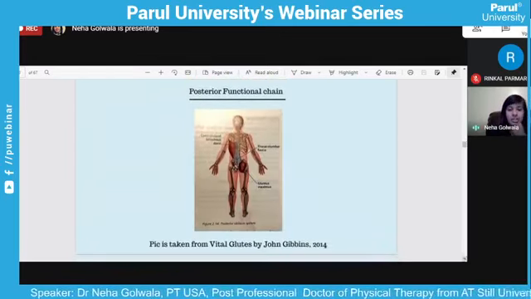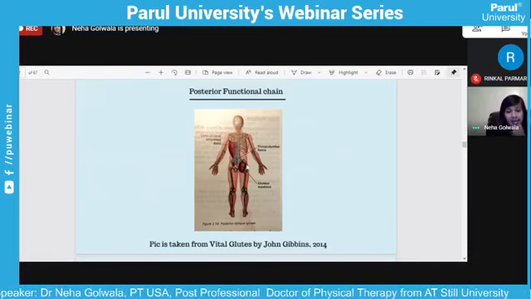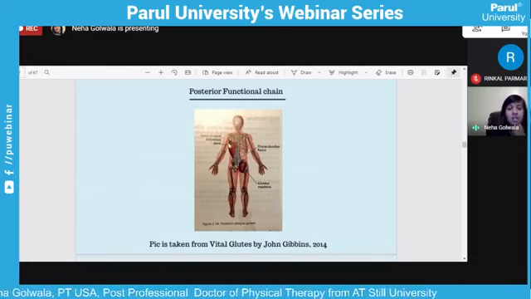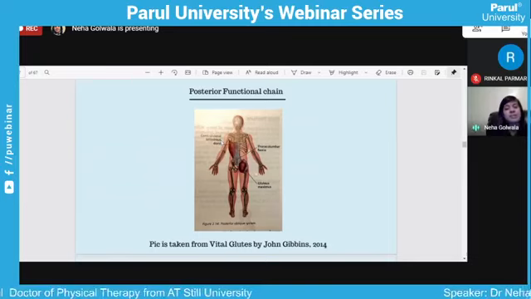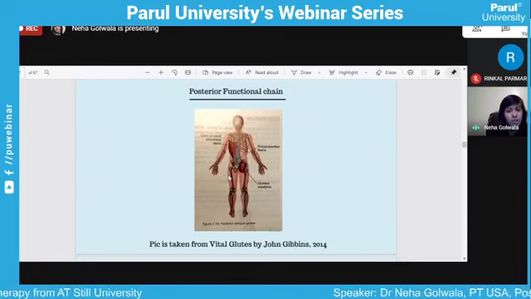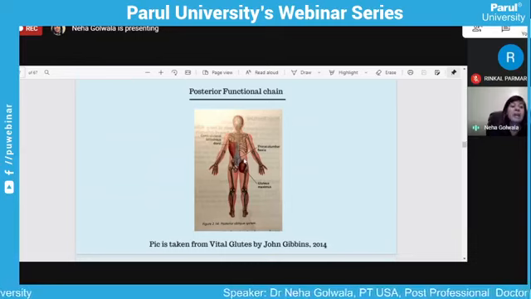Now, posterior functional chain. It is made up of gluteus maximus, and it is connected through the thoracolumbar fascia to the latissimus dorsi. It's so important to have latissimus dorsi length and strength for the glute to work, and the same rule applies: the glute strength is equally important for the latissimus. So now we can imagine why shoulder pain is associated with hip issues, or if someone is having shoulder issues, they can have hip weakness, or they can have pelvic floor dysfunction too. Because if the latissimus is not working right, if it is tight, it's pulling up like this, that can affect the glute muscle tightness or weakness.